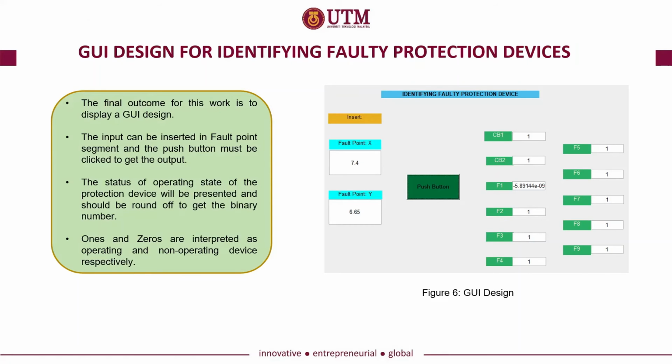The final outcome for this work is to display a GUI design for this system. I have designed the GUI just like in figure 6, where the input can be inserted in the fault point segment and the push button must be clicked to get the output. The status of the operating state of the protection device will be presented next to the label protection device and should be rounded off to get a binary number. For example, the status operation for F1 in figure 6, if we round it off, we will get a 0. Ones and zeros are interpreted as operating and non-operating devices respectively.